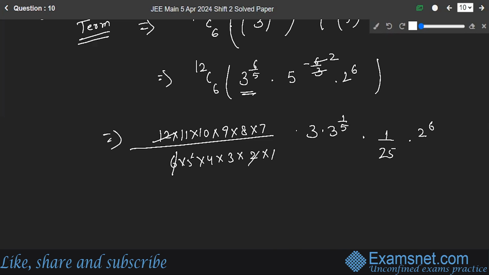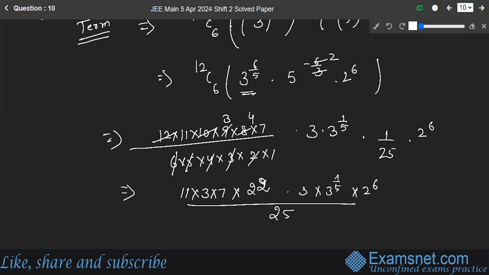Here 5 fours are 20. So it will cut like this, and this will cut at this 3. Or better to cut this one. Anyways, let it be this one only. So here you have this will be 11 into 3 into 7 into 2 can be written as 2 power 2. And this is 3 into 3 power 1 by 5 into 2 power 6, whole thing divided by 25.